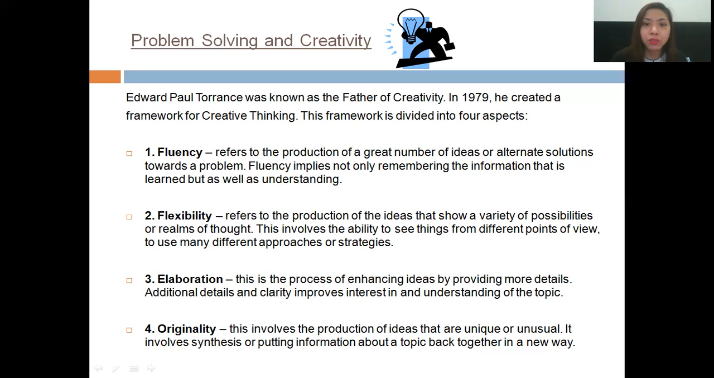Elaboration is the process of enhancing ideas by providing more details because it improves interest in and understanding of the topic. Originality involves the production of ideas that are unique or unusual. It involves synthesis or putting information about a topic back together in a new way.